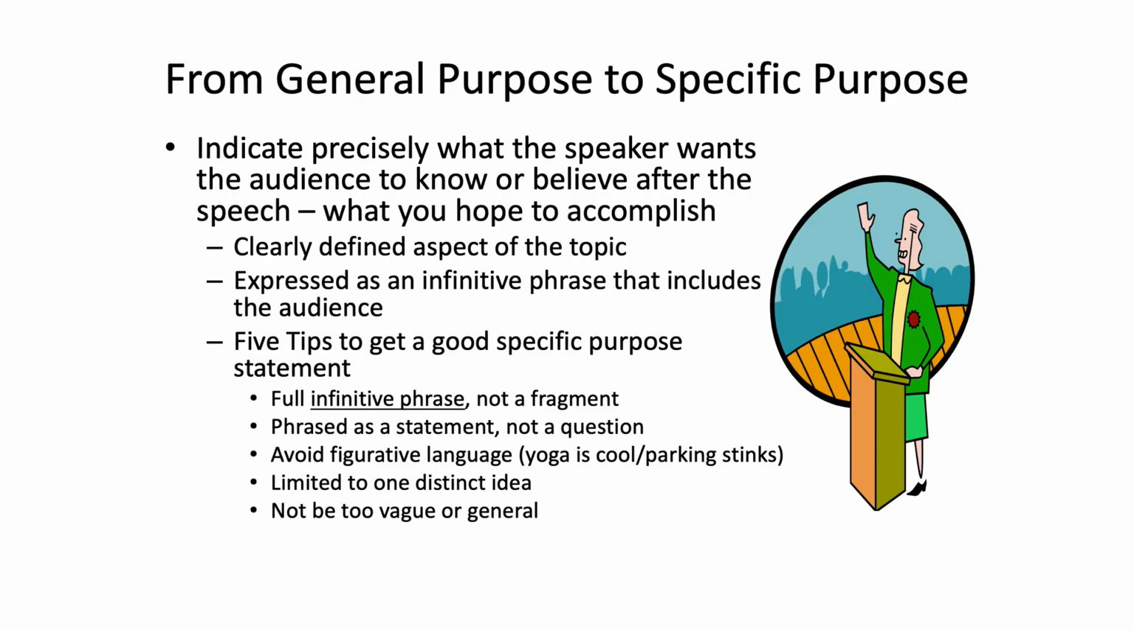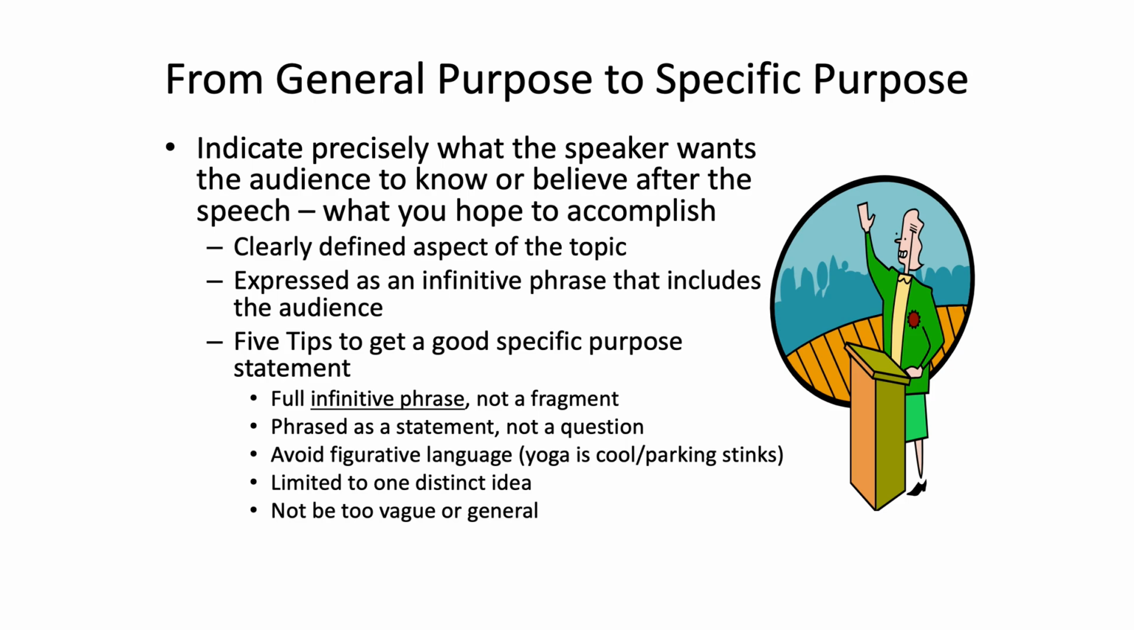Next, you'll narrow down from a general purpose to a specific purpose. From that, now you're informing them, but what are you going to inform them about? So now you're trying to indicate precisely what the speaker wants the audience to know or believe about the speech, what you hope to accomplish in the speech. And you're going to put that into a full infinitive phrase, basically starting with the word "to" do something.